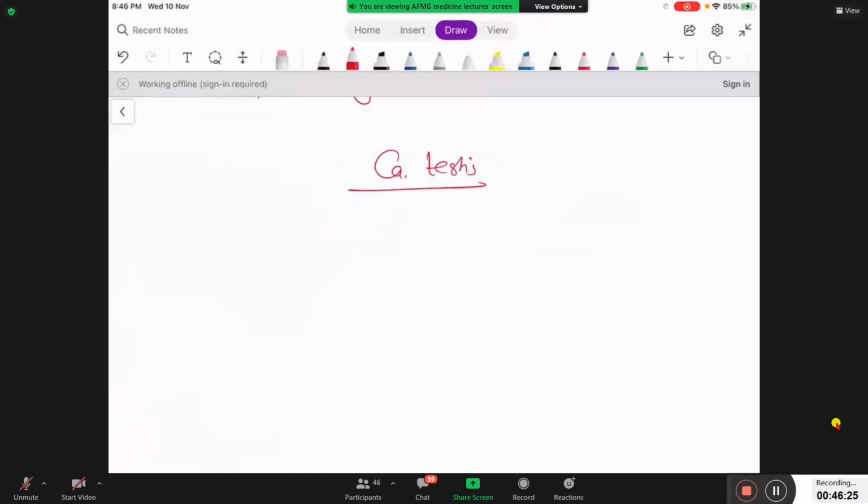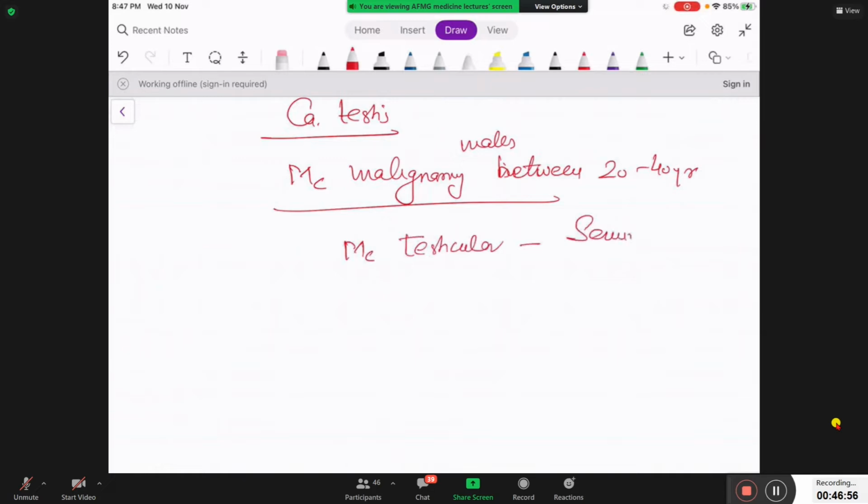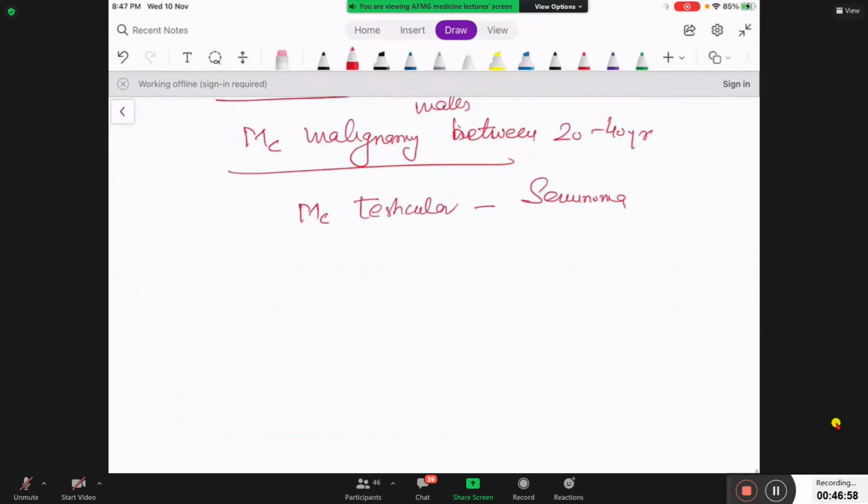Carcinoma testis, very important, is a most common malignancy of the testis. It's the most common malignancy in males, obviously, between 20 to 40 years of age. And the most common testicular tumor, a very commonly asked question, is seminoma. Most common testicular tumor is seminoma.